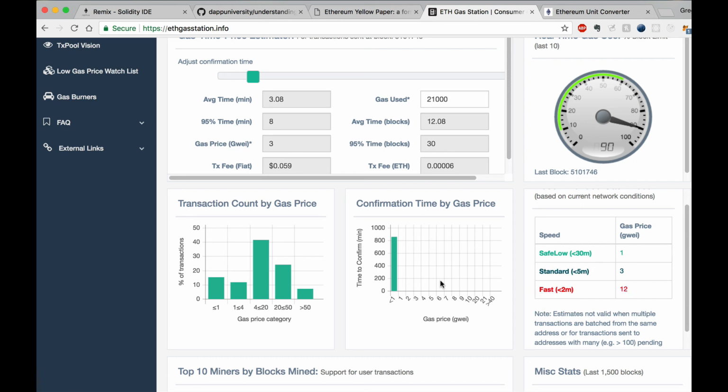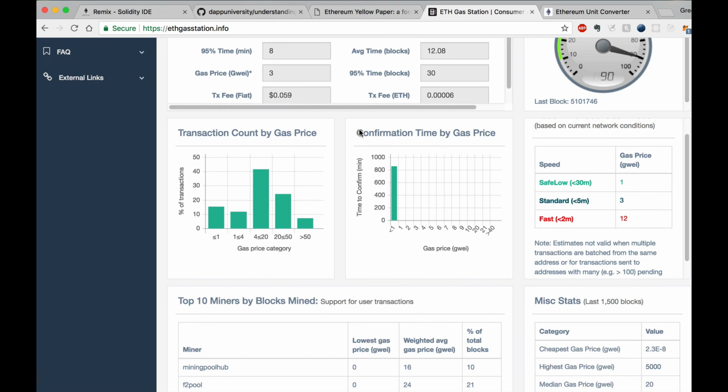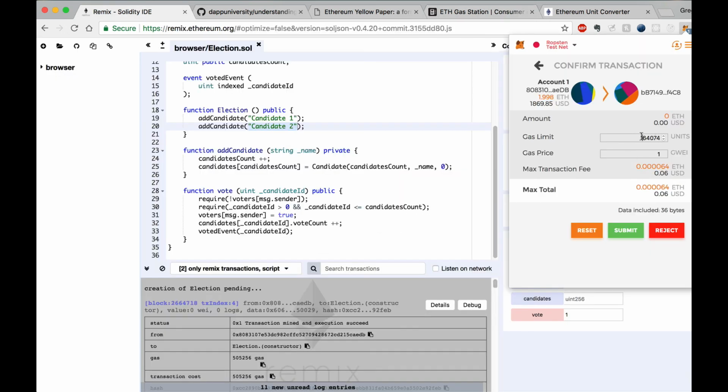And you can also see a graph here of confirmation time by gas price. So if it's less than 1, it's this many minutes, and so on and so forth. So now we can see the maximum amount of gas that we would possibly pay for this transaction. We can see the price. Let's just increase this to try to get a faster transaction. We'll just increase the gas price to 3 gwei, which means our maximum transaction fee would be 18 cents.